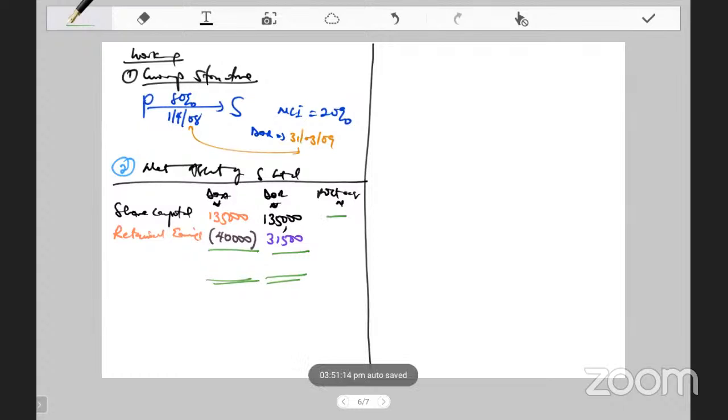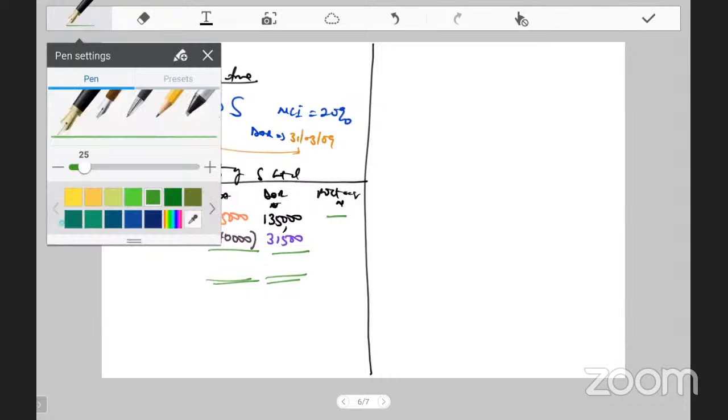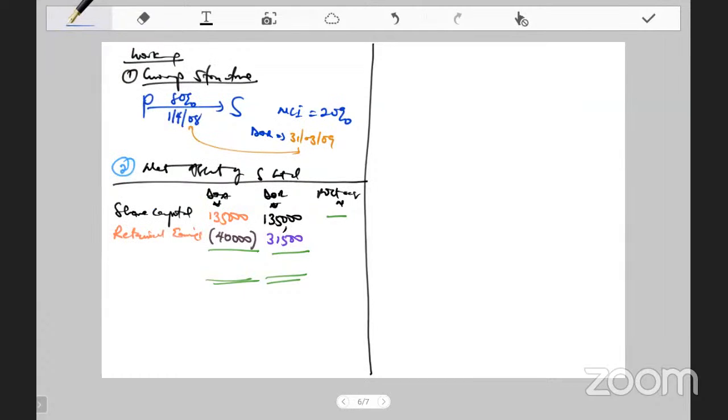Class, what will be my post acquisition? I need your help. 71,500. Why? Explain. You said post acquisition now is your date of reporting minus your date of acquisition.